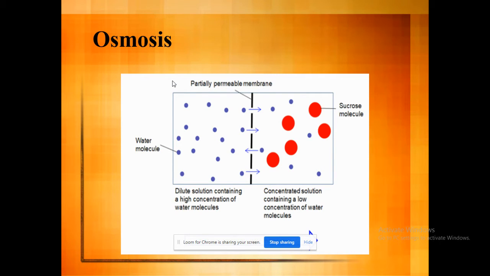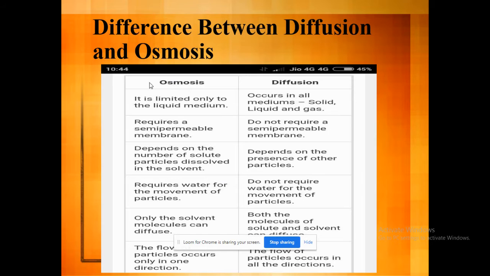In the osmosis, only solvent molecules, for example water, only the liquid part of the solution, it can move from high concentration to the low concentration. So here is a difference between the osmosis and diffusion. As I said, diffusion can occur in all the mediums, it can take place in solids also, liquids also, gases also, but osmosis is limited to only liquid medium. It requires a semi-permeable membrane. Diffusion does not require a semi-permeable membrane.